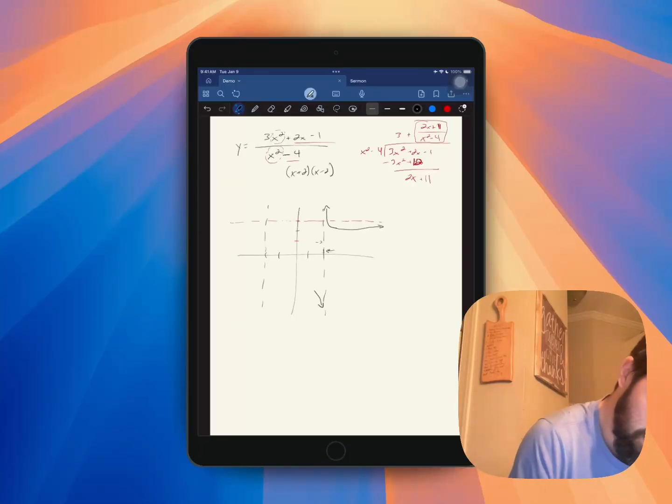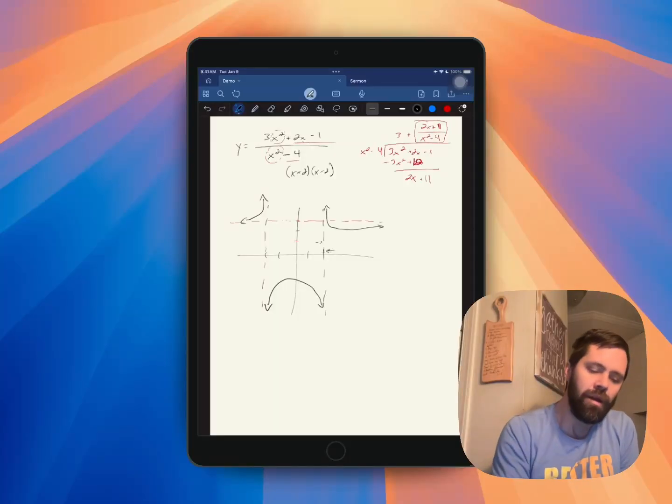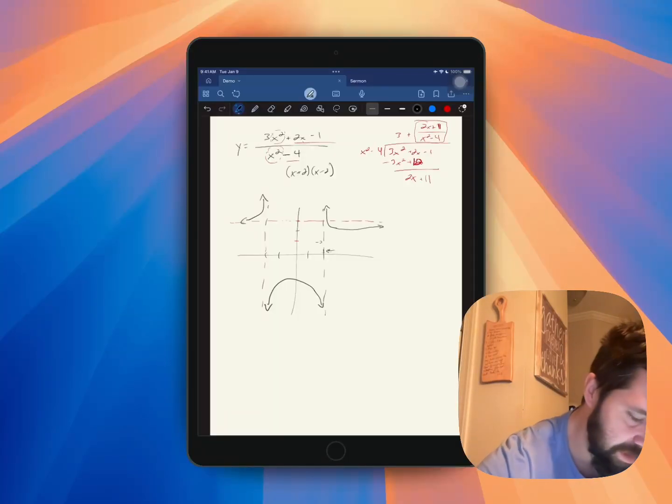Same thing with negative 2. On the positive side of that, it's going to be positive. Yep, same thing. Something like that. And then from the negative side, negative, negative. I think that's still going to be positive. Yeah. So it'll still be positive, so it'll be something there. So anyways, hopefully that is helpful.